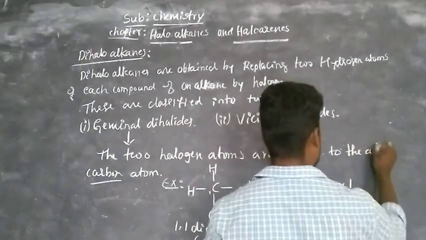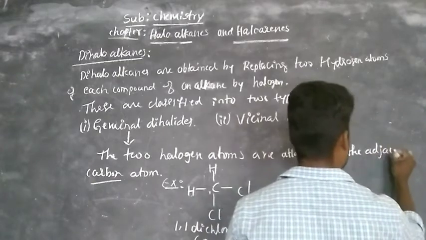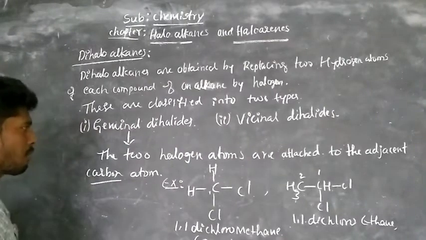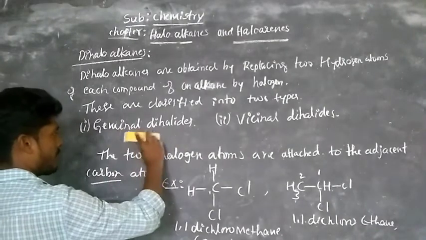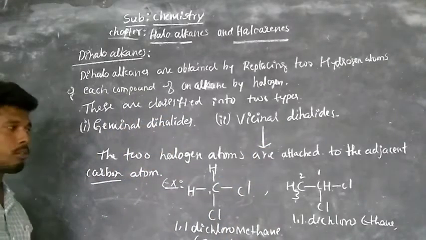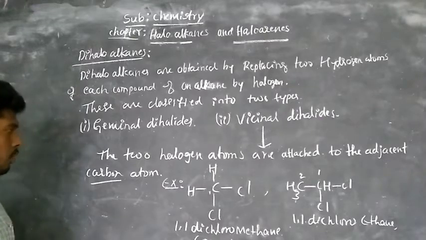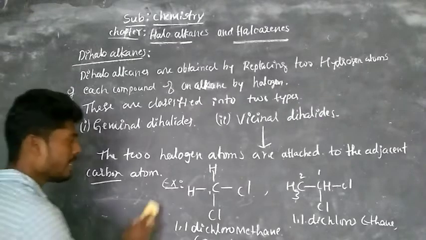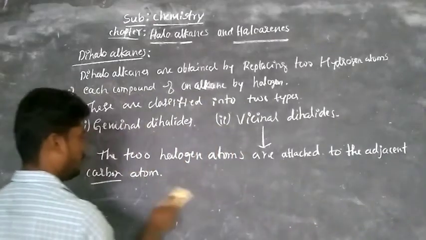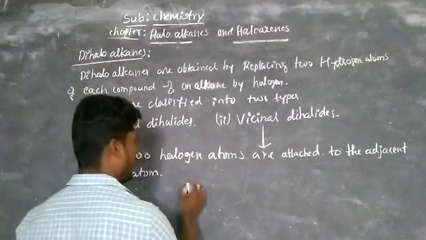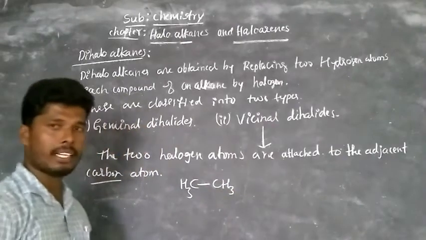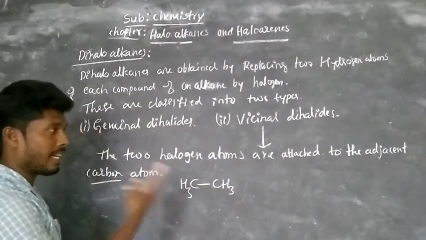Attached to the adjacent carbon atoms is called geminal dihalides. Vicinal dihalides is nothing but two halogen atoms are attached to the adjacent carbon atoms. Example, observe. Take ethane, CH3 and CH3. This is ethane, right? Now two halogen atoms are attached to the adjacent carbon.